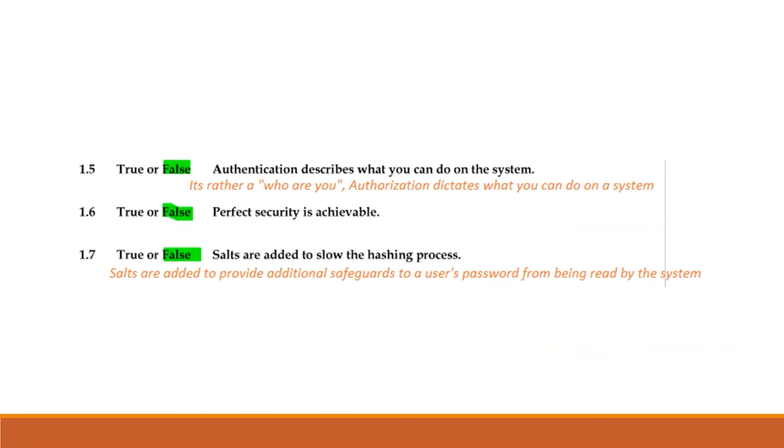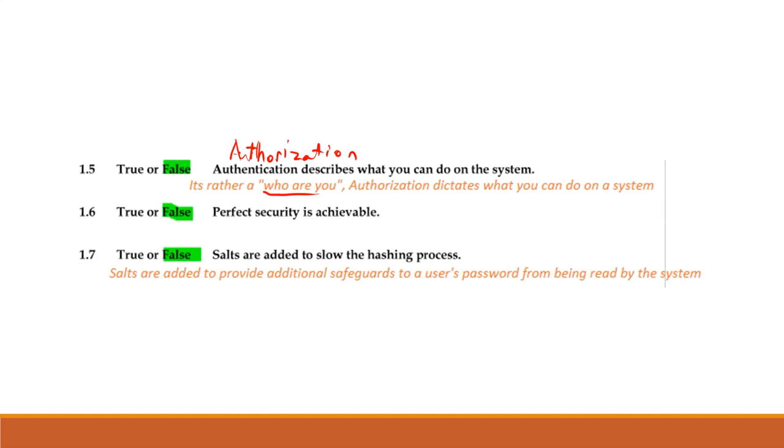For question 1.5, it's the authentication describes what you can do on a system. That's false. This would have to be authorization in order to be correct. With authentication being asking who you are on the system rather than what you can do on the system.